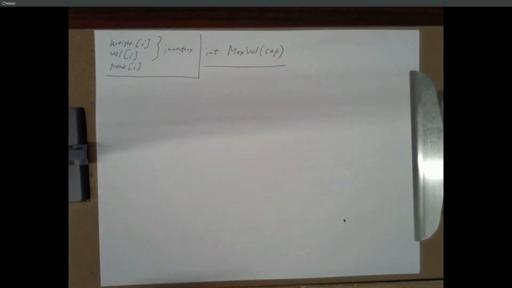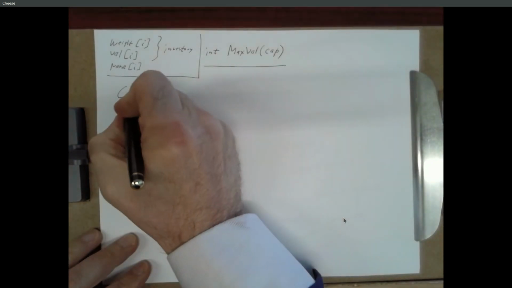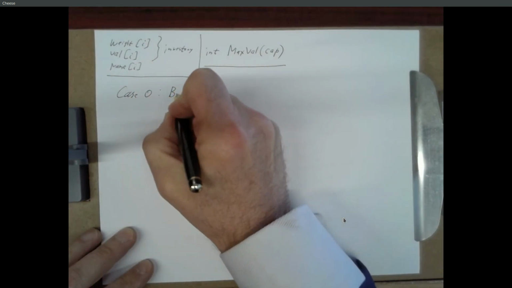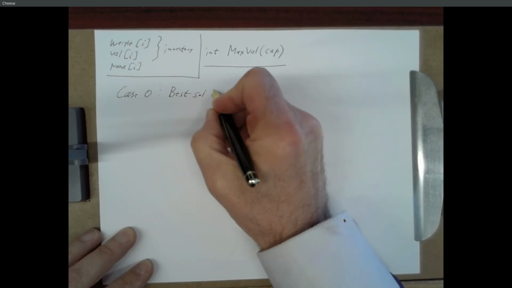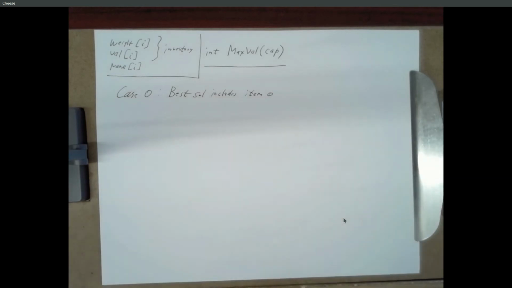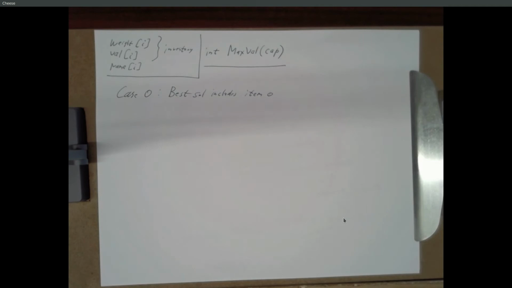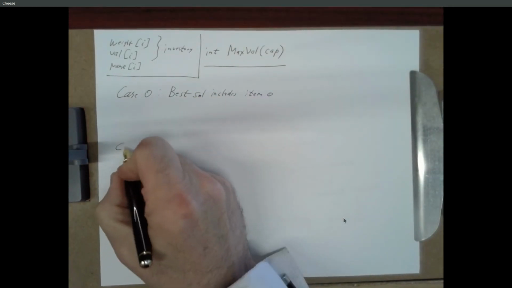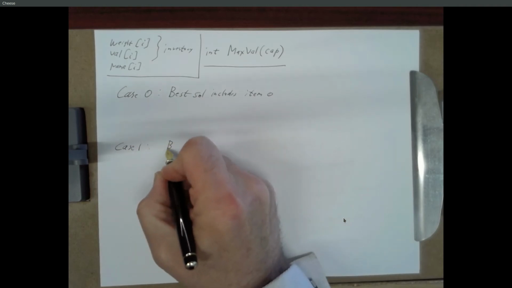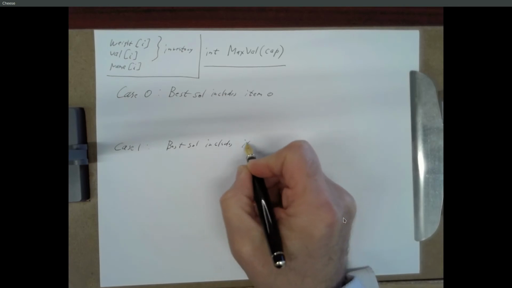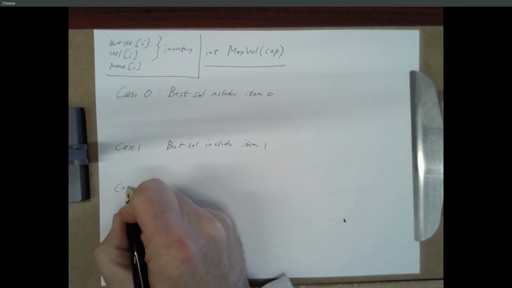So there's 4 cases. So let me start with case 0. Case 0 says the best solution includes item 0. Maybe just one of item 0, maybe more, but it includes at least one of item 0. Case 1, best solution includes item 1, and so on.